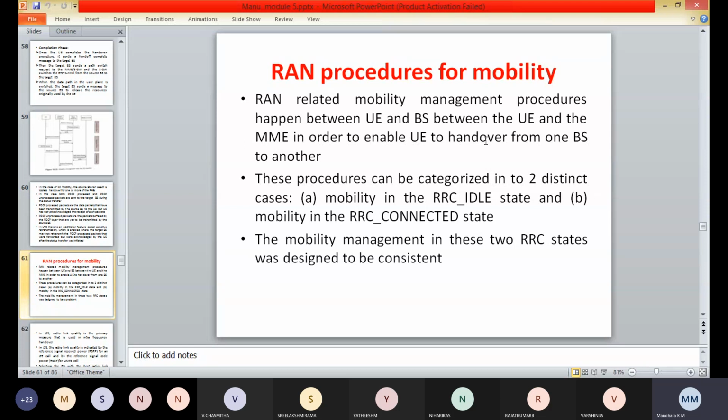So this is about the RAN procedures for mobility. Next we have paging.